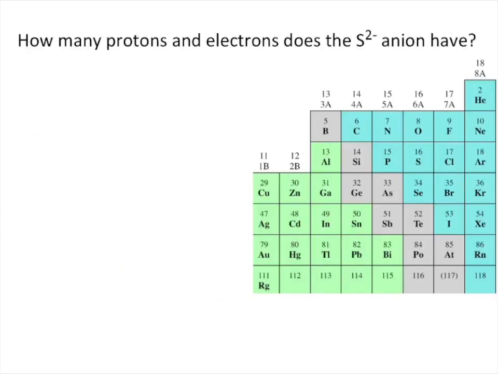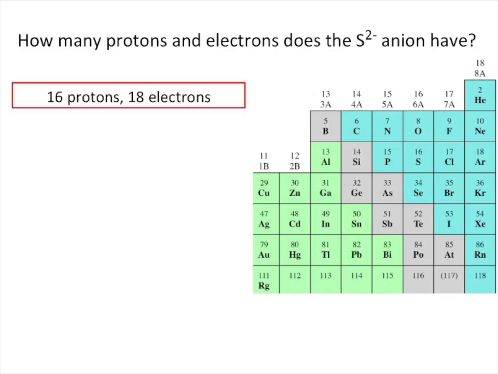So some practice. How many protons and electrons does the sulfide anion have? Okay, so you look this up on the periodic table over here, and you'll see that the sulfur has 16 protons, because it sits right here with the number 16. And now if it's a negative 2 anion, that means it has to have 2 extra electrons, 18.